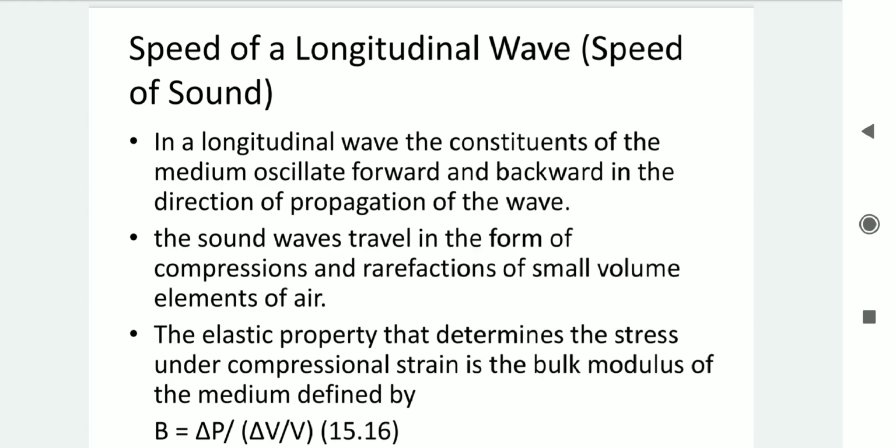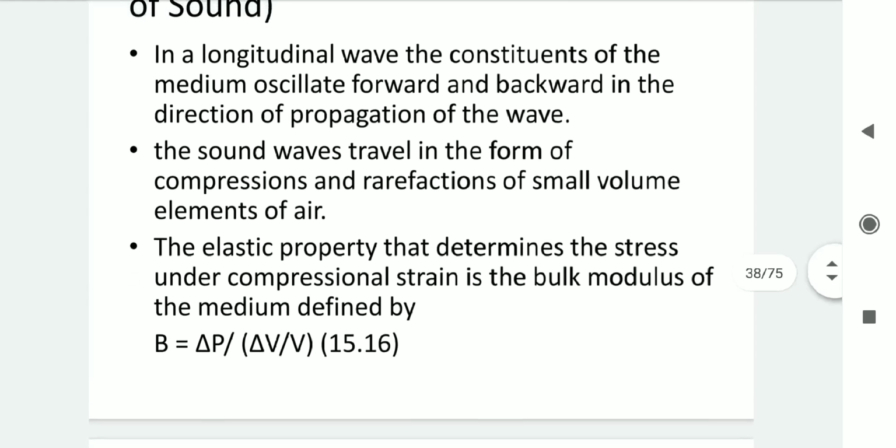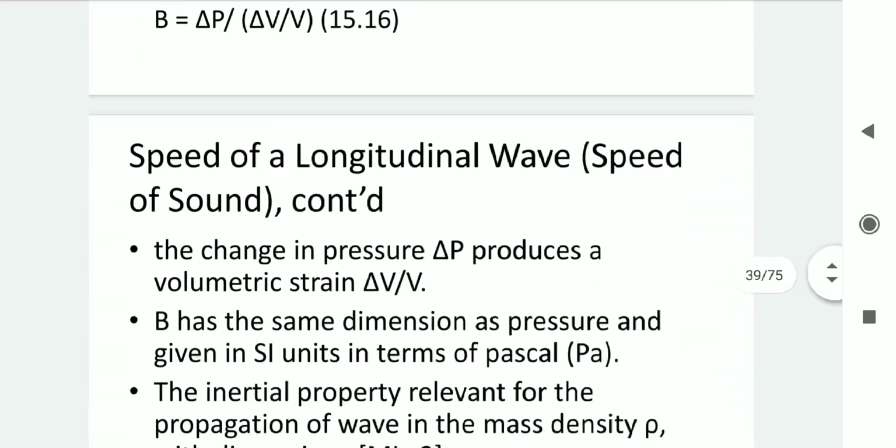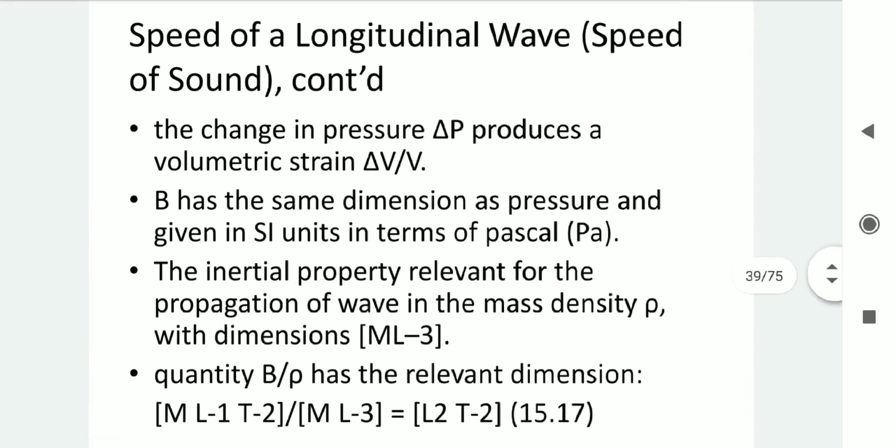Here B has the same dimension as pressure, and its unit is Pascal. The inertial property relevant for the propagation of the wave is the mass density, having dimension M raised to 1, L raised to minus 3. So the quantity B by rho, with the mass density rho, has the dimension M raised to 1, L raised to minus 1, T raised to minus 2 divided by M raised to 1, L raised to minus 3, which will give you L raised to 2, T raised to minus 2.